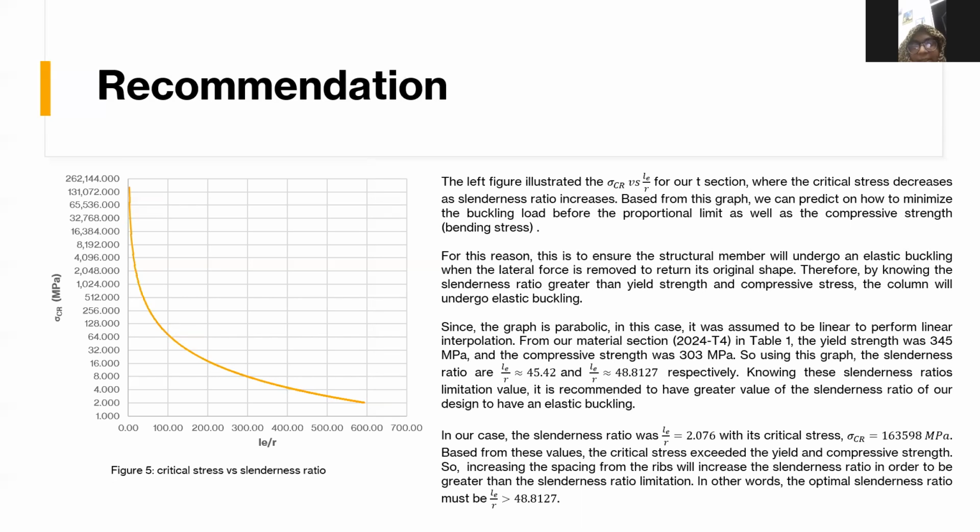In our case, the slenderness ratio was 2.076 and the critical stress was 163,598 megapascals. Based on these values, the critical stress exceeded the yield and compressive strength. So we have to increase the rib spacing to increase the slenderness ratio to be greater than the slenderness ratio limit, which is 48.8127. That's the optimum slenderness ratio. That's it from us. Thank you.